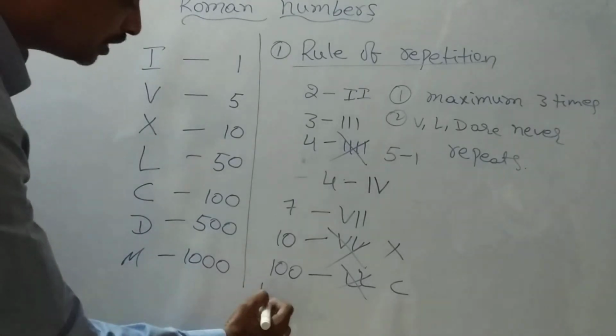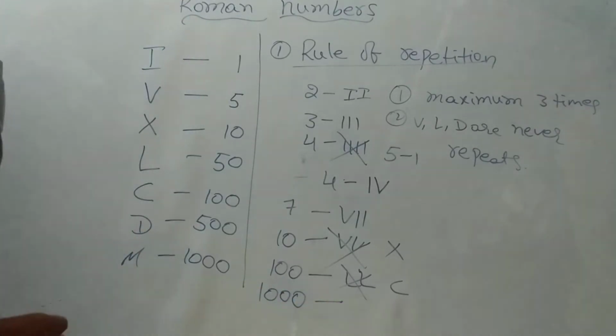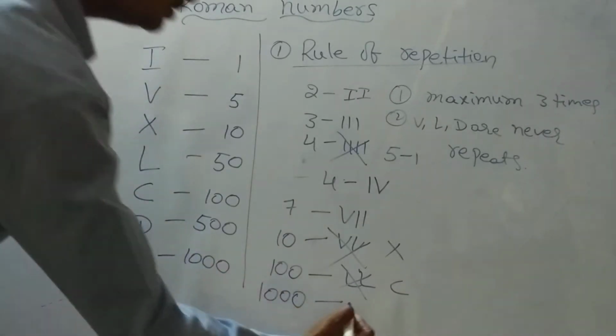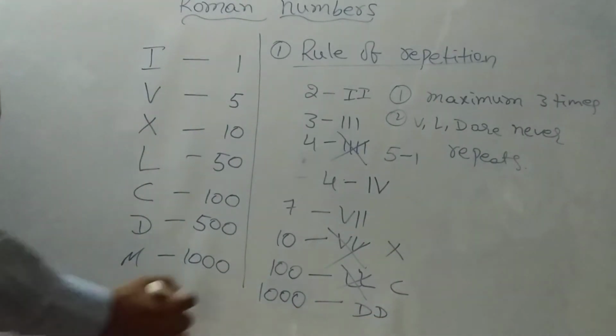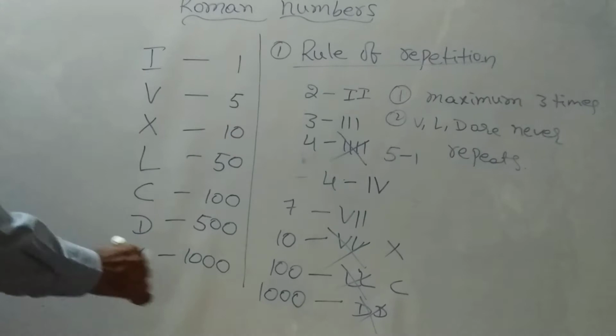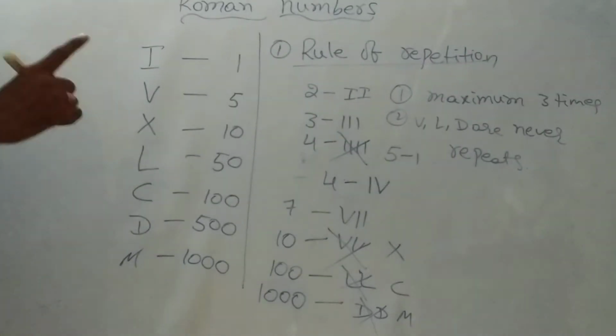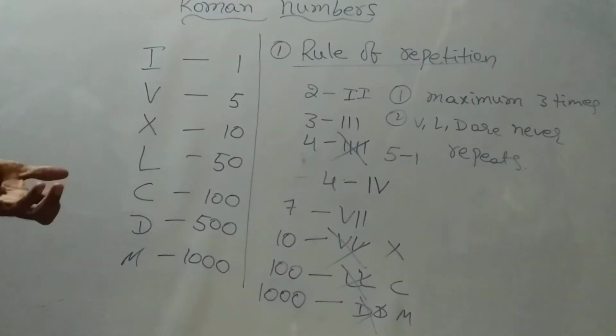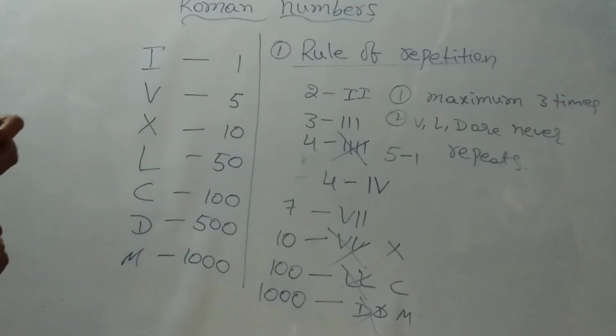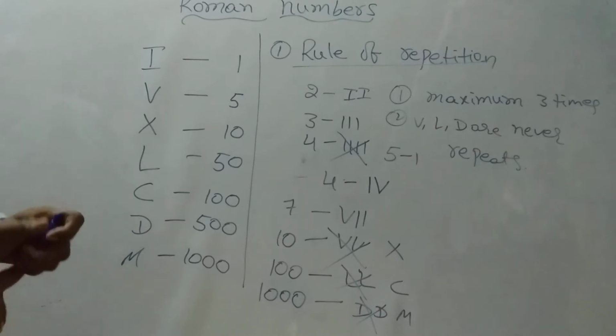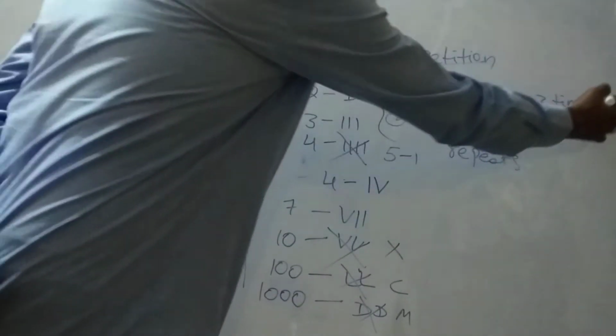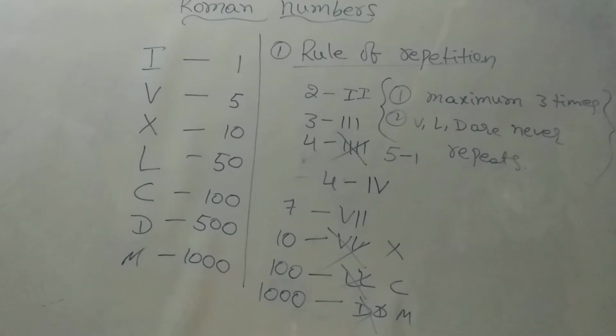D. Suppose we want to write 1000. We can write 500 plus 500, D D. No. For 1000 one more symbol is available, that is M. That is the reason these 3 symbols are never repeating. Okay. V, L, D are never repeating. These 2 points are very, very important from rule number 1. Maximum each symbol repeats up to 3 times only, and V, L, D never repeat.